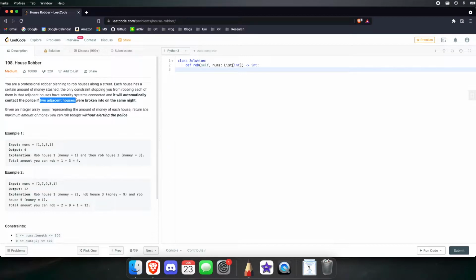So now that we understand the problem, we can look at the first example. We have nums, which is 1, 2, 3, and 1. We cannot rob the 3 and the 2 because they are adjacent houses. If we rob 2 and we rob 3, the police will be alerted and we would probably be taken to jail. So we don't want to do that. Instead, what we could do is rob 1 and then rob 3 because they are not adjacent to each other. And the max amount of money that we can get is 4.